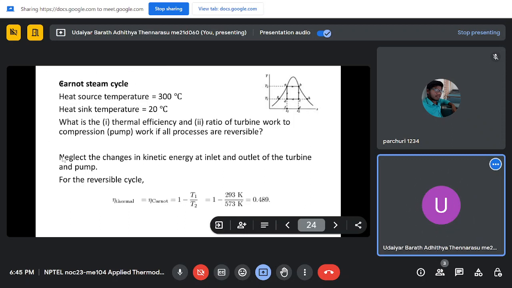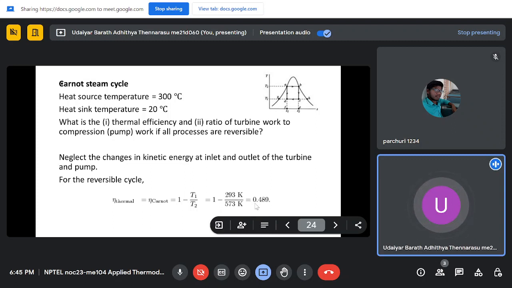And you know that the efficiency of a Carnot cycle is 1 minus the lower temperature by the higher temperature, sink temperature by source temperature. You can say 1 minus T1 by T2. We know T1 and T2, so we substitute this in terms of Kelvin. So 1 minus 20 plus 273, this is 293, and 300 plus 273 is 573. So this comes out to be 0.489. So this is the maximum efficiency which you can achieve between those temperatures.